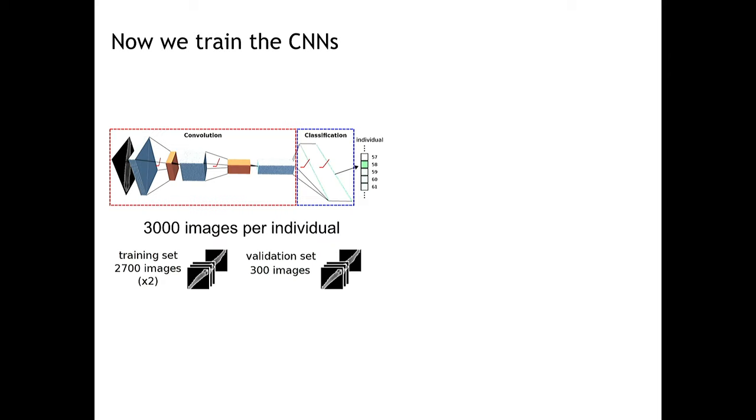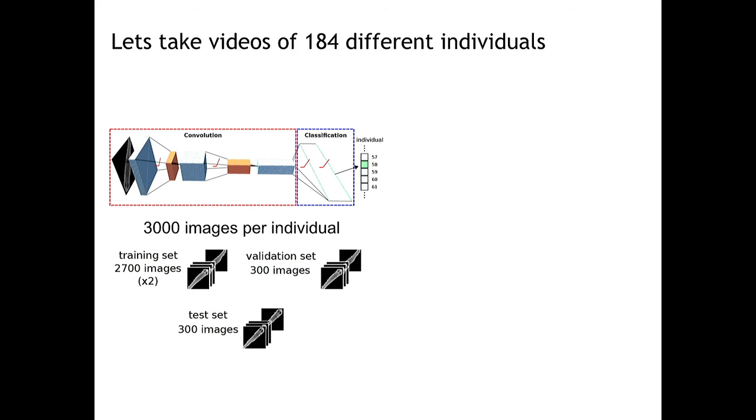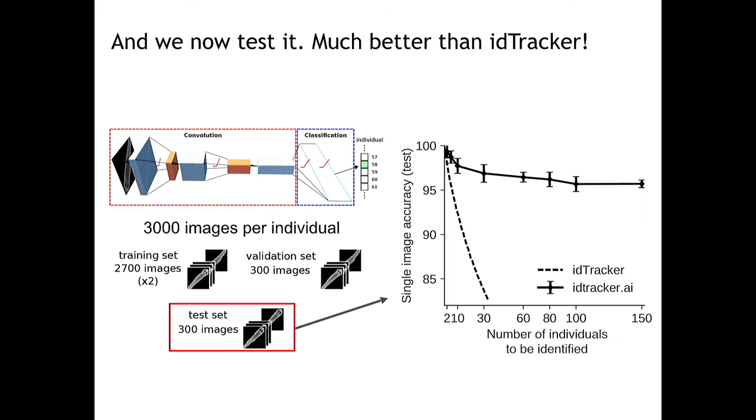So how do we test it? We take 3,000 images to train the network, 2,700 for training, 300 images to stop the training when it can still give good predictions of who is who in a new data set, in this validation data set. And then we test in another data set of 300 images. For that test data set, we obtain for a single image the following accuracy. So this is single image accuracy, and that's the group size, the number of individuals that need to be identified: 2, 10, 30, 60, 80, 100, 150. idtracker is somewhere here, and the new system with CNNs is much better.